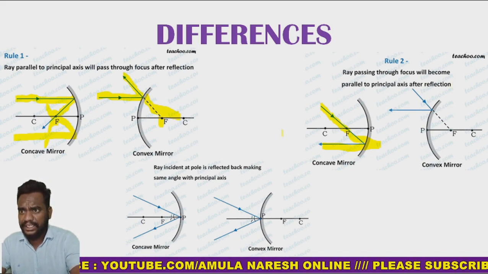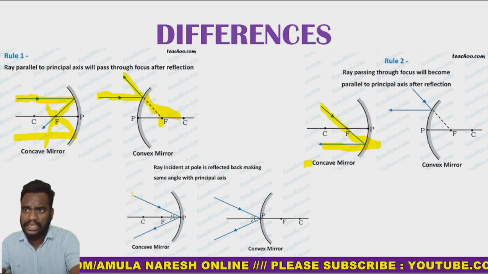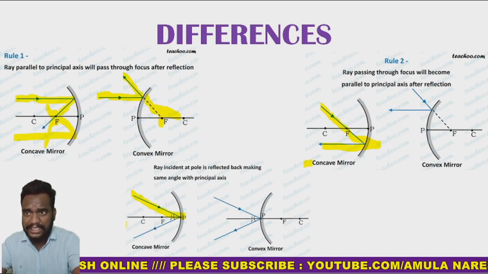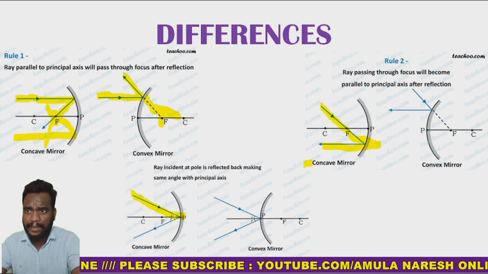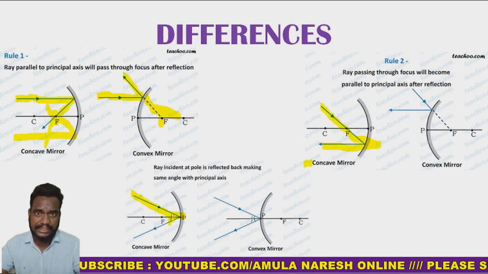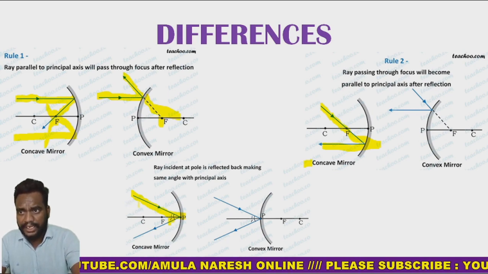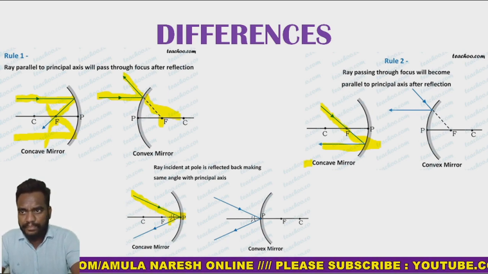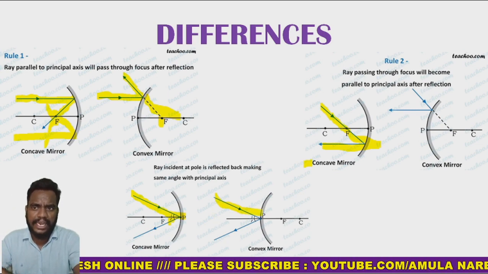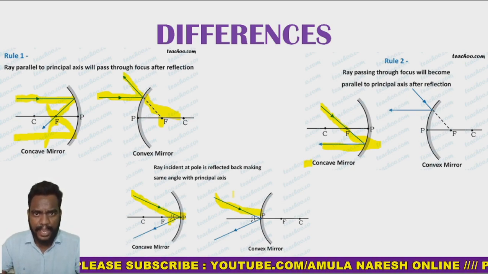Then rule number 3 is, if the light ray falls upon the pole of a concave mirror, then you have to measure the angle between this incident ray and the principal axis. The reflected ray will also go with the same angle. That means the law of reflection holds right here. That means angle of incidence equals angle of reflection. Same in the case of convex mirror also. If the light ray falls upon the pole, then it reflects back with the same angle.